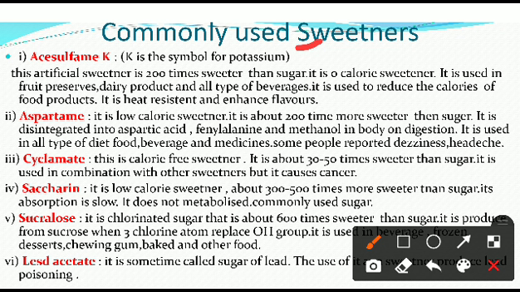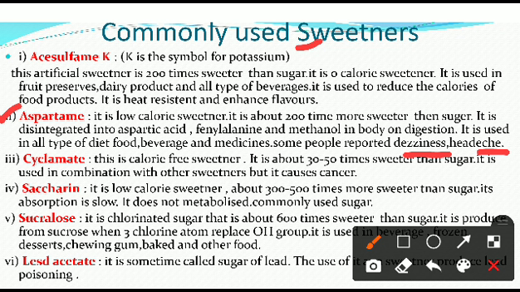The second type is aspartame. This is a low calorie sweetener, 200 times sweeter than sugar. It is broken down into aspartic acid, phenylalanine and methanol in the body on digestion. It is used in all types of diet food, beverages and also medicine. But some people reported dizziness and headache.